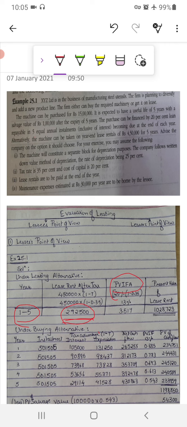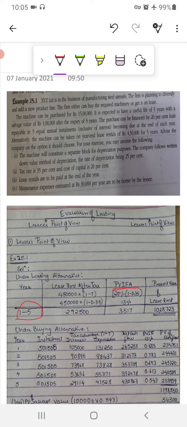All the years the installment is same, or the lease rentals are same. So we can directly consider present value of annuity. Instead of considering each year, 1 year, 2 year, 3 year, 4 years separately, we can directly consider 1 to 5 years and directly consider here present value interest factor annuity, but it should be after tax.